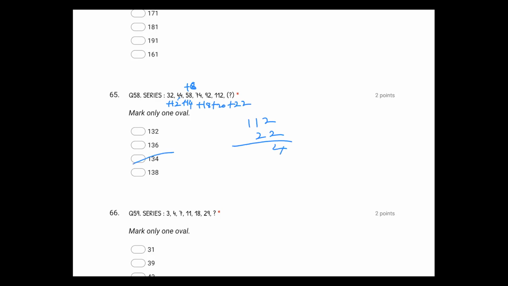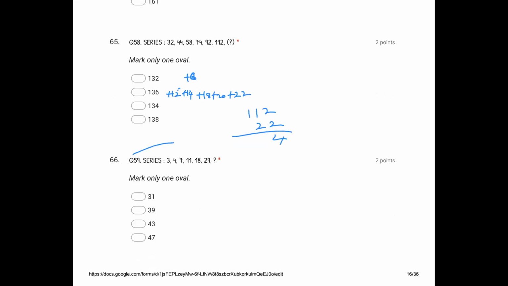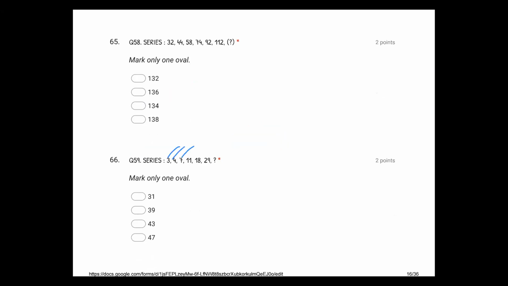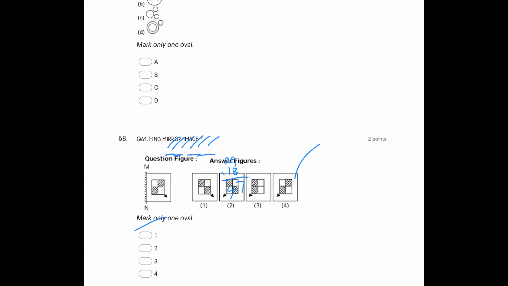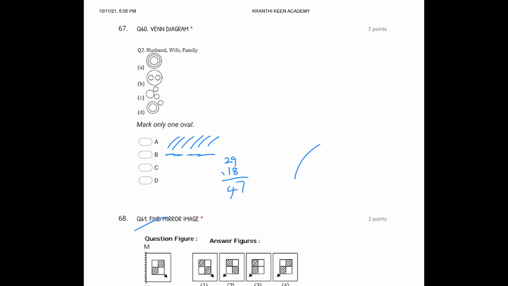134. In the next series, 1, 3, 4, 7, 11, 18, 29. If you add the first two numbers, you get the next one. Then like that. 29 plus 18, what is the value? 47. Next one here, Venn diagram. Husband, wife, family.